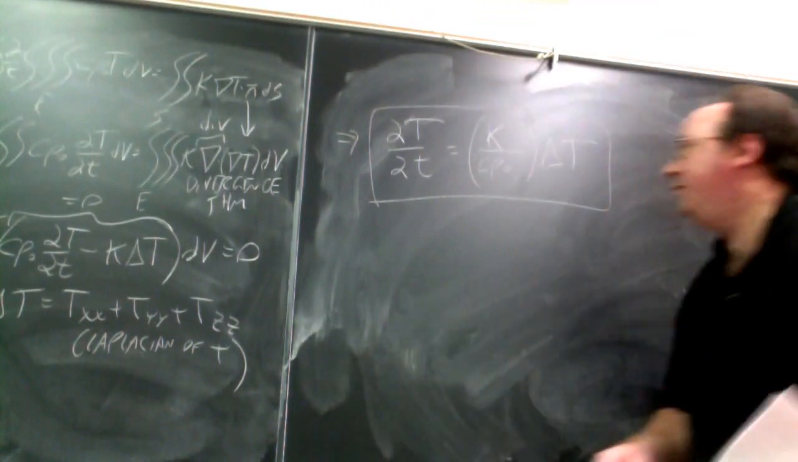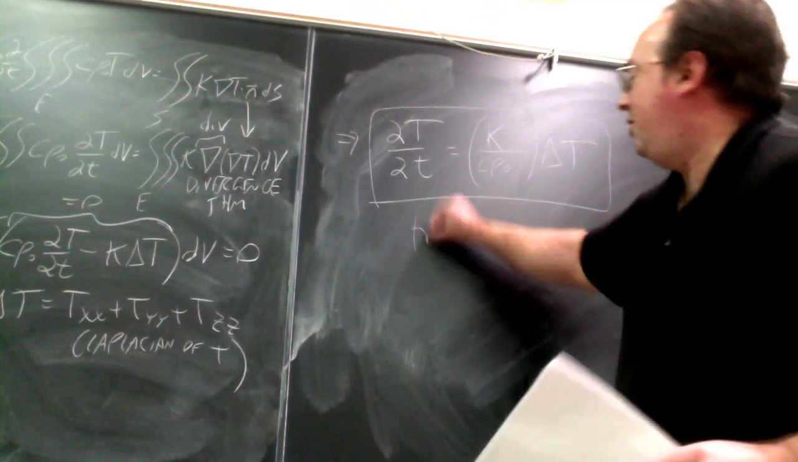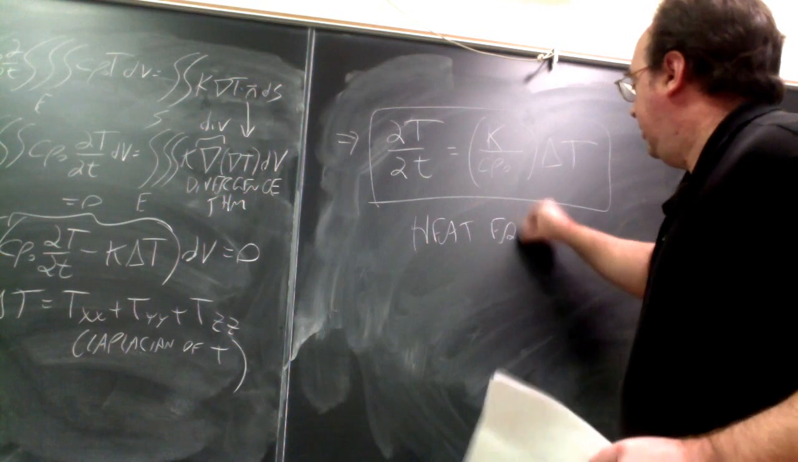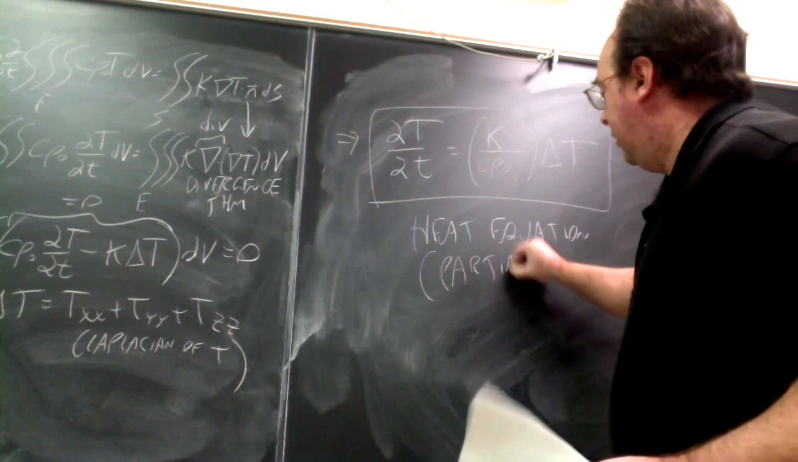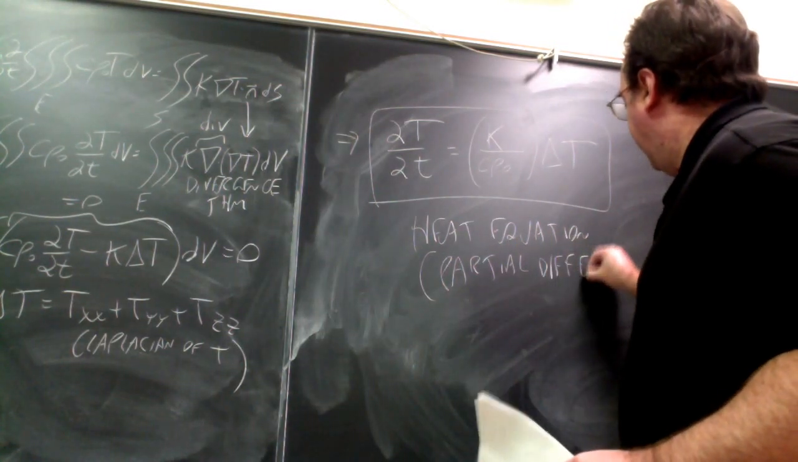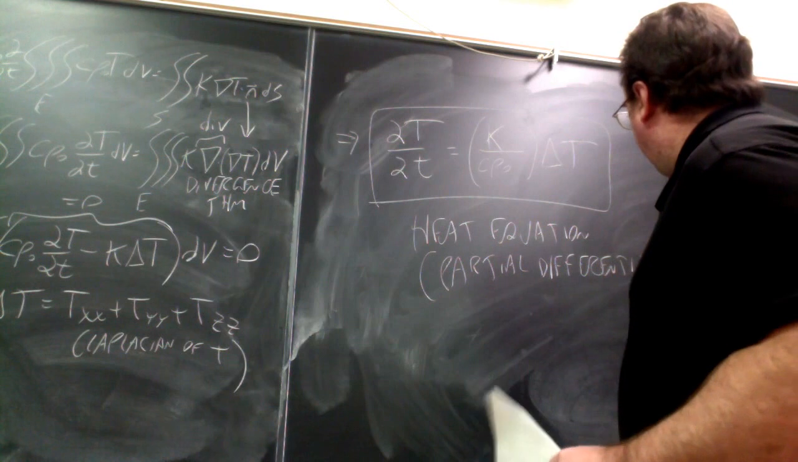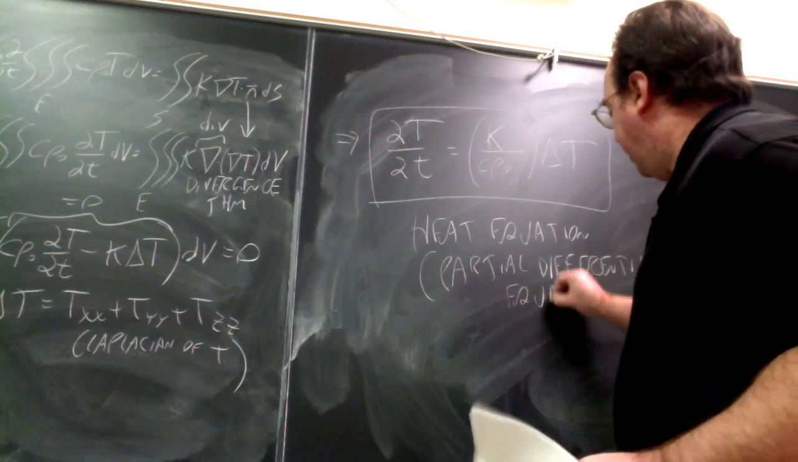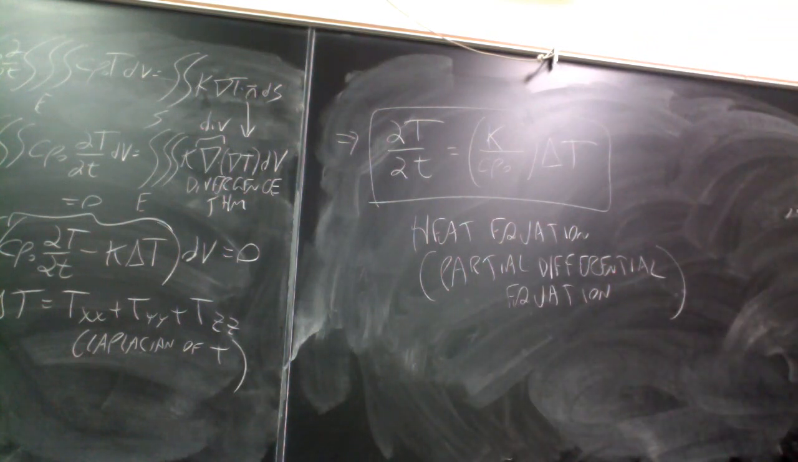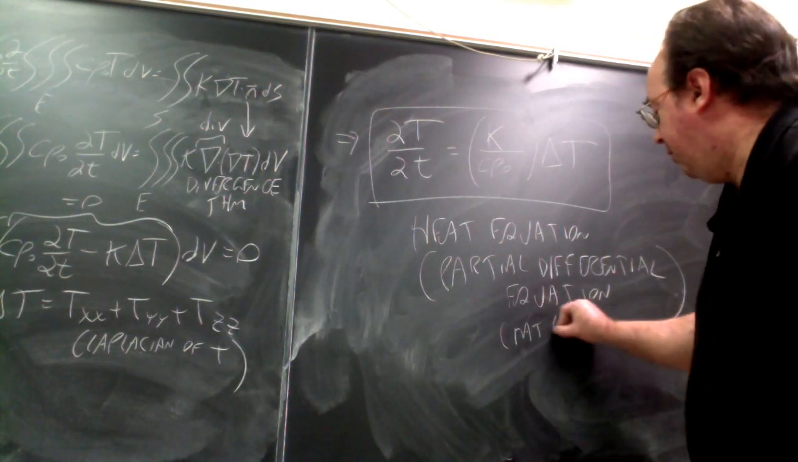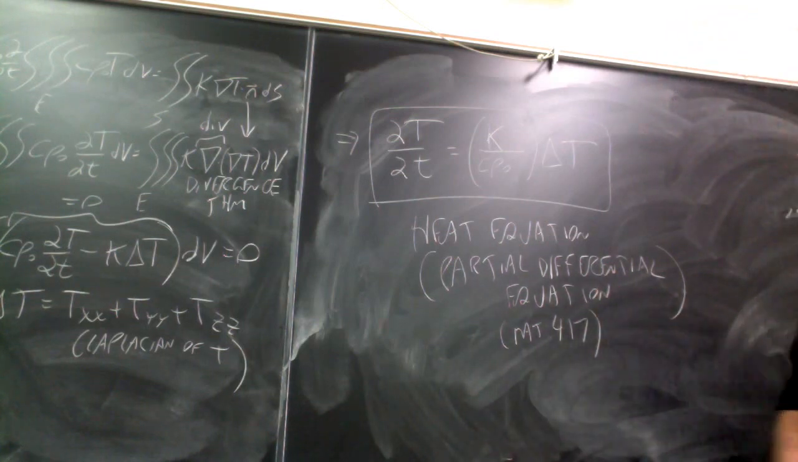All right, you can start packing up in 30 seconds. So this is called the heat equation, and it is called a partial differential equation. Most of you have taken differential equations, 285. That was ordinary differential equations involving just plain old derivatives. A partial differential equation involves partial derivatives. That's where it gets its name. For instance, in Math 417, which all physics students have to take, they're covered there. So this is one of the most important partial differential equations in applied mathematics, and I've spent a fair amount of my research on it.